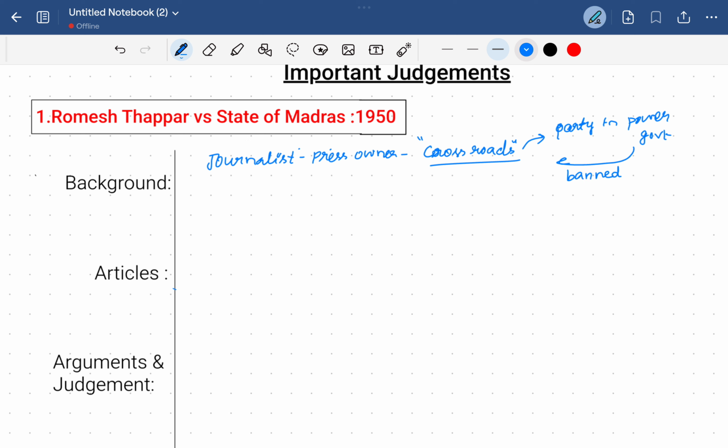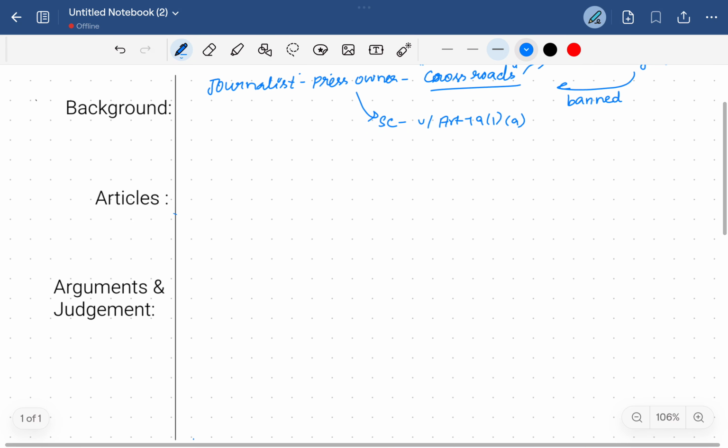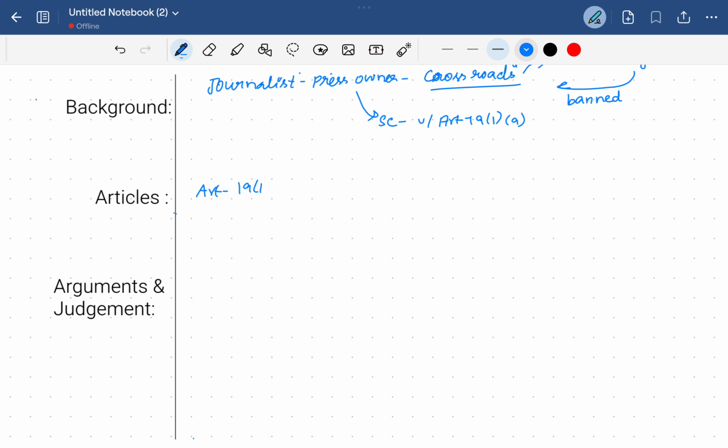So for this remedy, Romesh Thapar went to the Supreme Court under Article 19 clause 1 clause A, as it curtailed his freedom of speech and expression. This is the background of this case. The articles involved here are Article 19(1)(a), the right to freedom of speech and expression, then Article 32 and Article 226, that is, going to the Supreme Court or the respective High Courts for getting remedy for the curtailing of their fundamental rights.